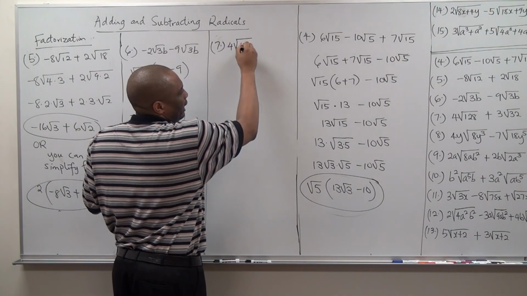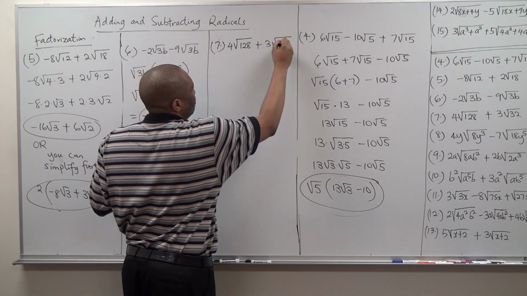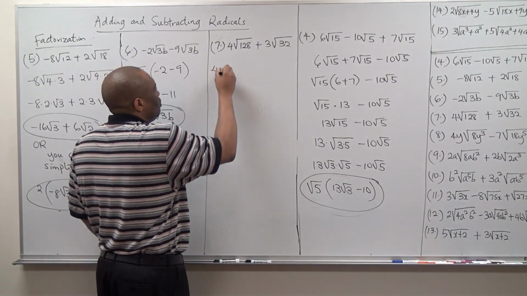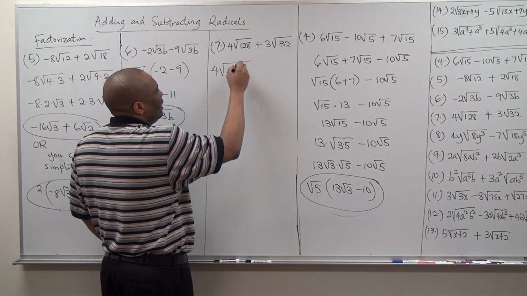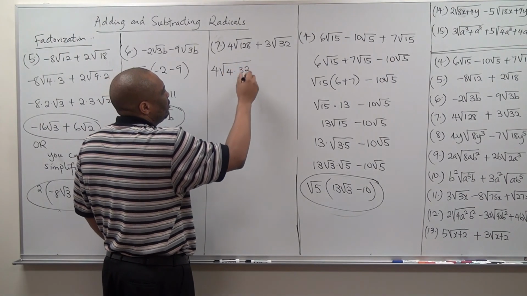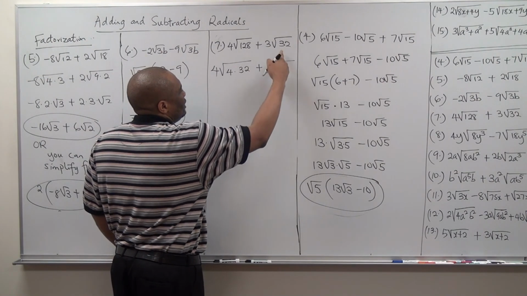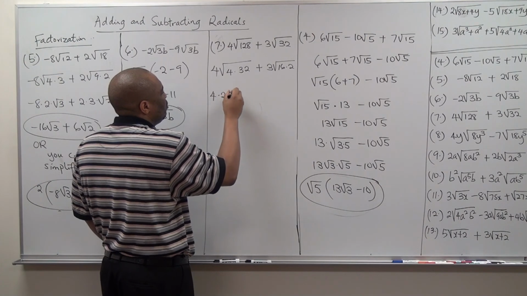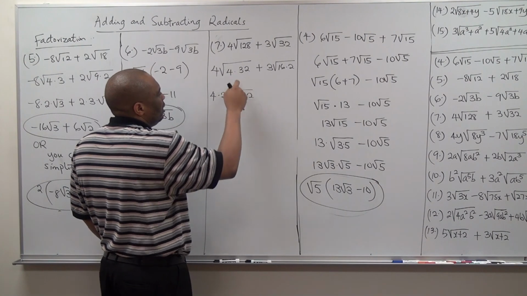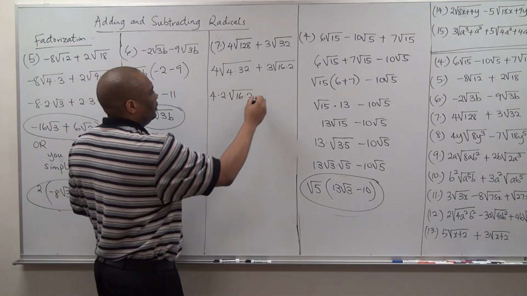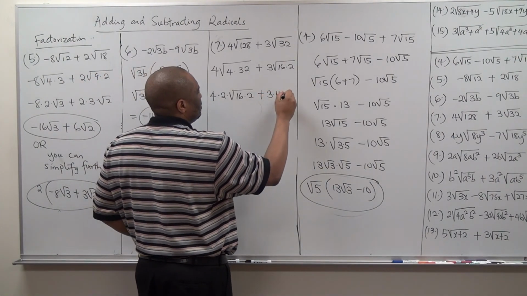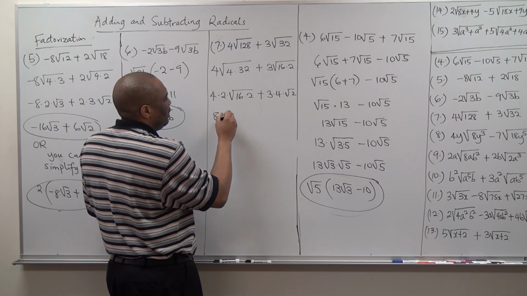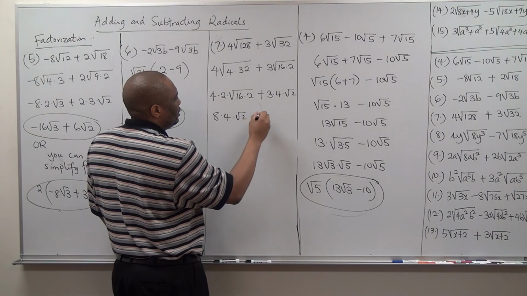4 square root of 128 plus 3 square root of 32. We simplify these radicals. It's going to give us 4 square root of, of course, we have 4 times 2, 32 plus 3. You simplify this 16 times 2. So this would be 4 times 2 times square root of 16 times 2, because that's 32, plus 3 times 4 times square root of 2. That gives us 8 times 4 times square root of 2 plus 12 square root of 2.